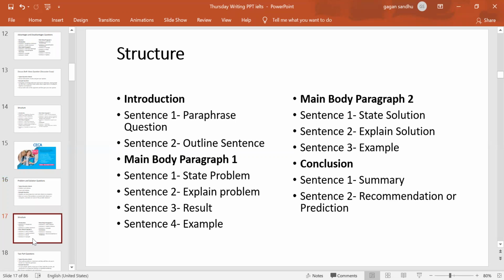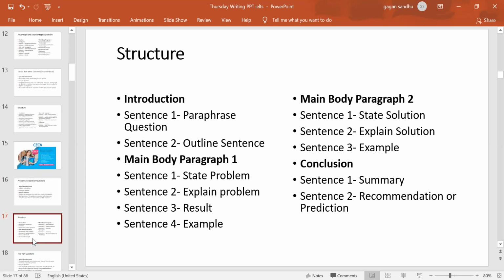So I'll be following the given structure on the screen right now. Paraphrasing the question, that means the statement itself, I'll be paraphrasing that, and then I will be writing "this essay will discuss". So what this essay is going to discuss, that is what I'm writing in the outline sentence. And I am not writing a thesis here because this essay is again not citing an opinion. There is no opinion of any person here. It's just a simple statement, and they are asking for its reasons and for its solutions.